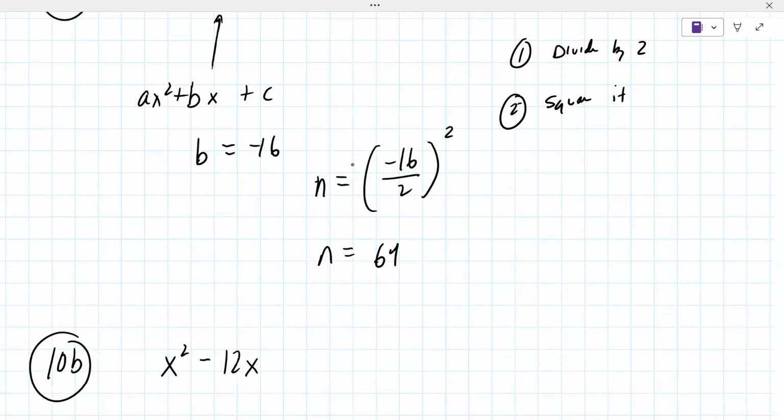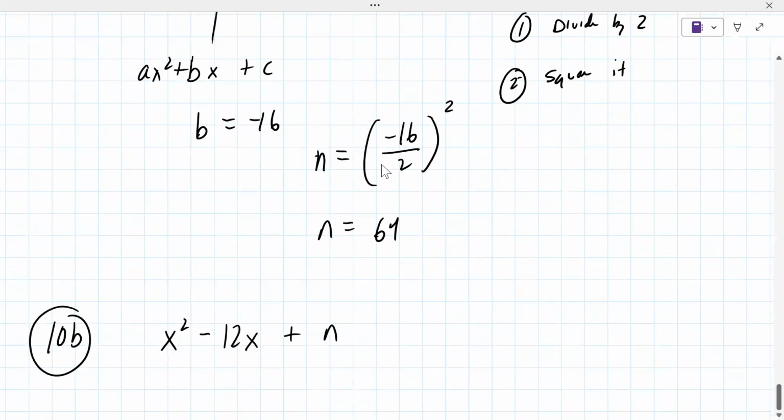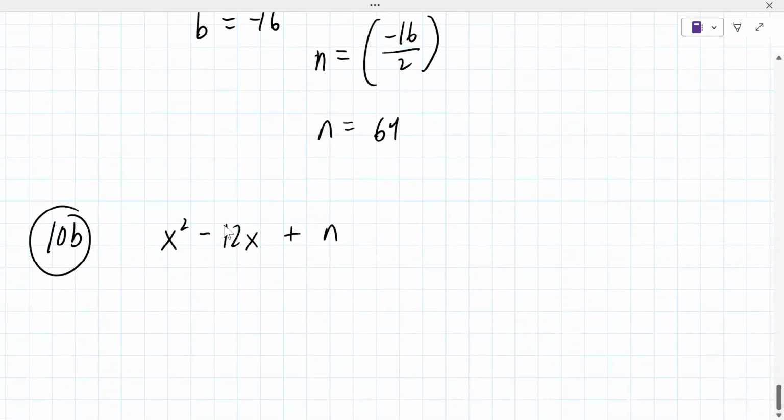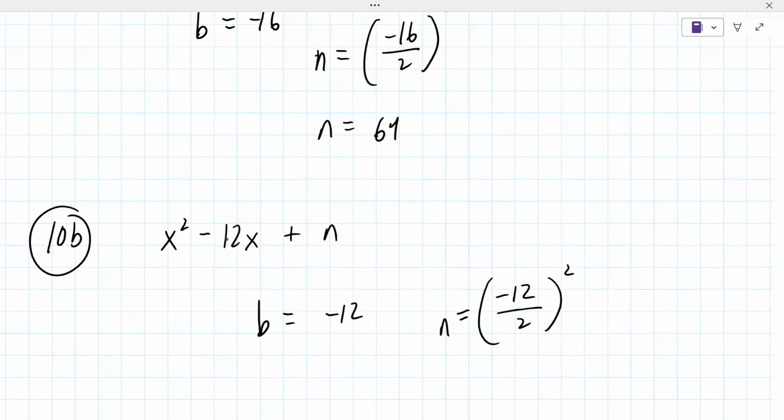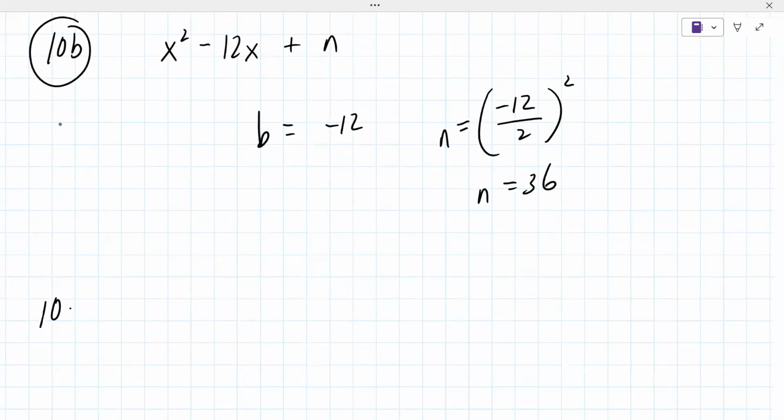Okay, x squared. So again, to find this number here on the end, you have to take this middle number, your b, which is minus 12, you divide it by 2 and then square it. So 36. It's 36.